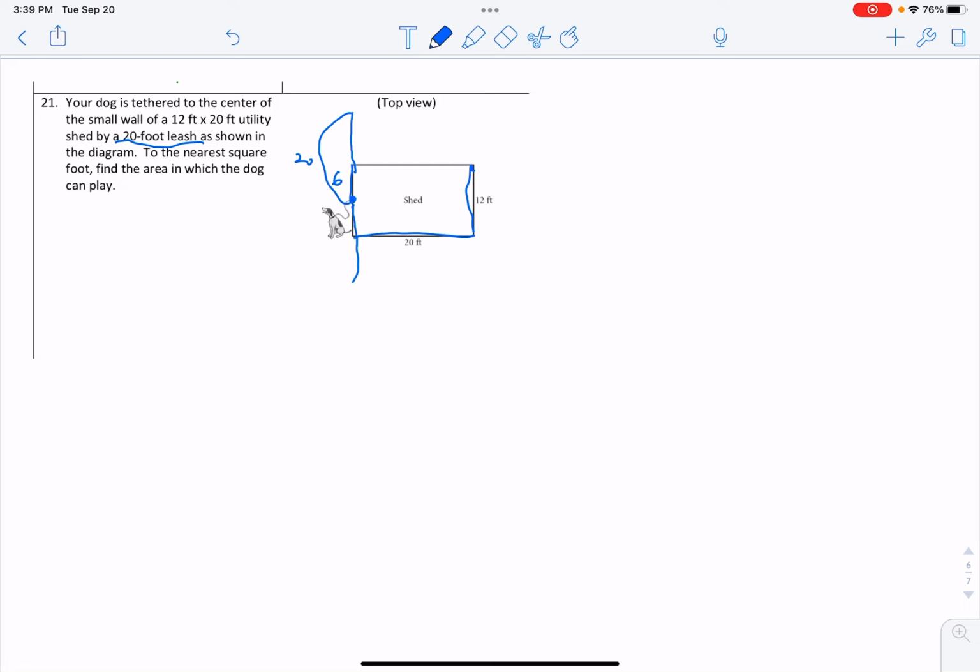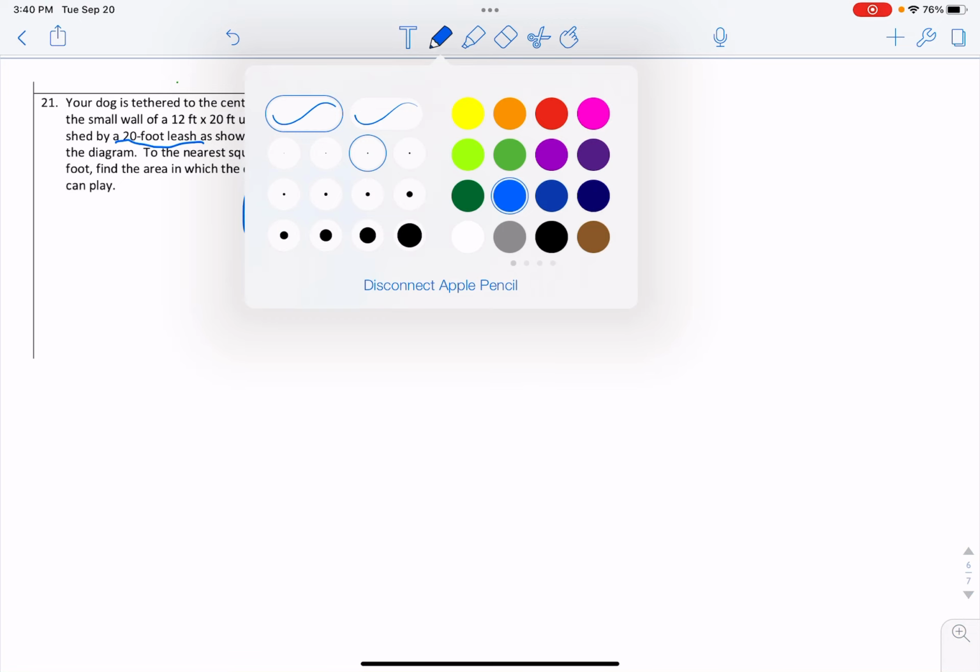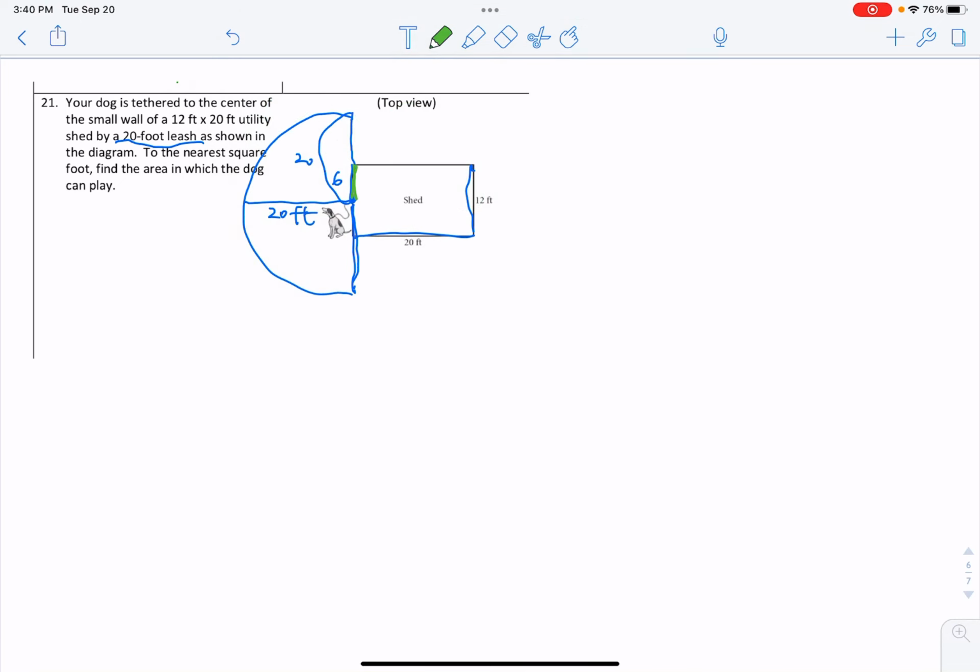So you can go 20 here, all around, which is 20 feet as a radius. Half of the circle is the part he can move around. And then if it goes to the other side, since he made 6 feet here, another part it can go, from here to here, will be 14 feet because out of 20 feet, he used 6 feet to go to the end of the building.